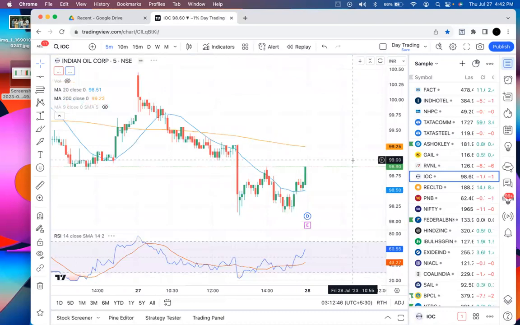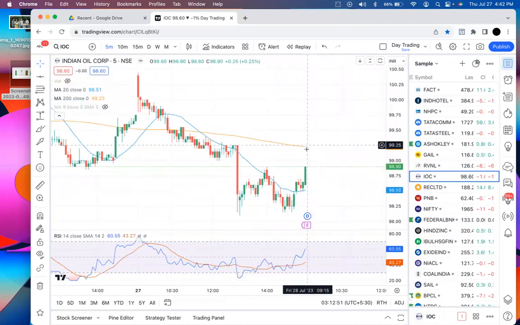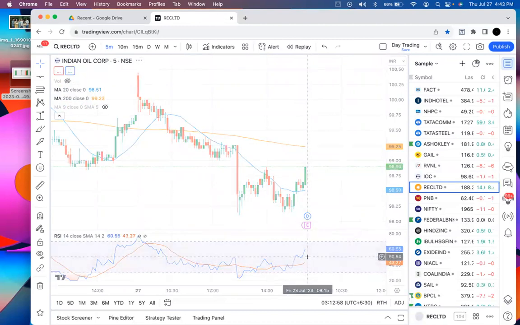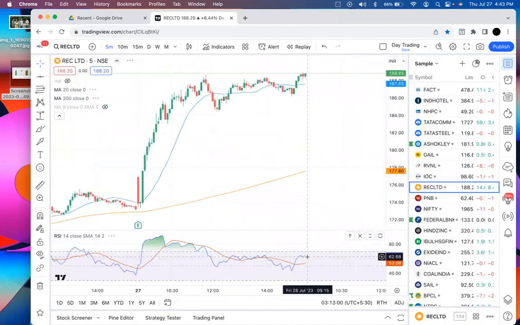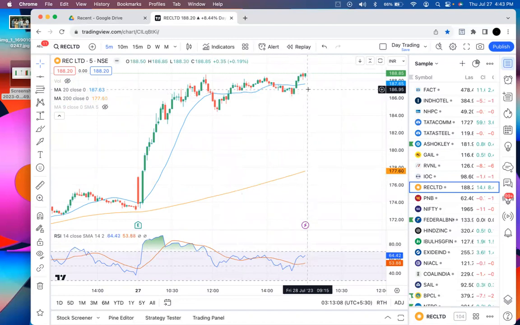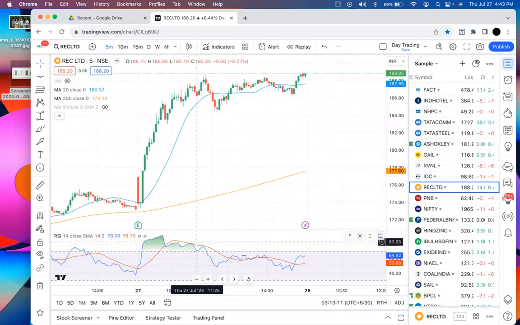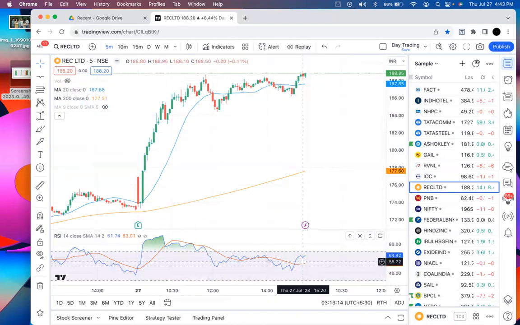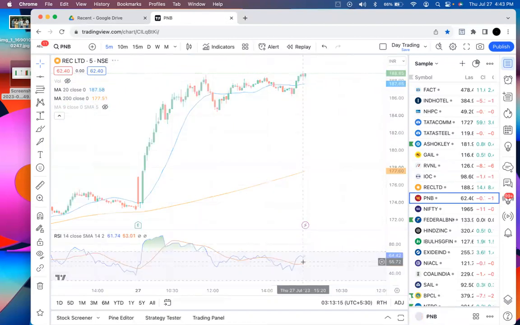IOC, Indian Oil Corporation, again, see that? Look at that. The 20 is beginning to come back close to the 200, is it? Well, we have to wait and see. And the RSI also looks like there is a possibility that it can continue to go up. REC Limited, again, the 20 has gone too far above the 200, right? And I expect it to come back down again, because look at this, even here the RSI is a bit too far.